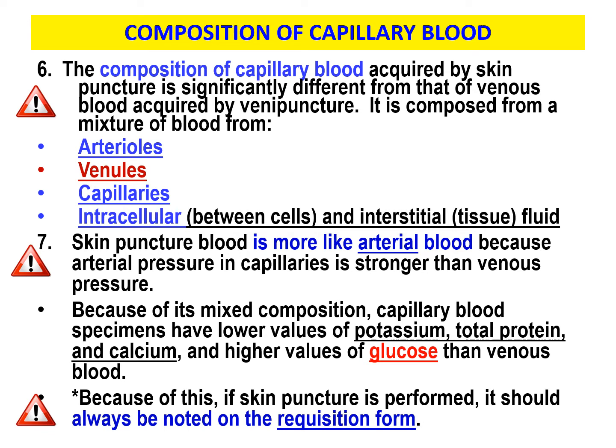Okay? And remember, we talked about this. This is why we always want to note our specimen source, right? We want to let the nurses and doctors and other healthcare workers know where this blood came from because of the difference in the composition, right? Capillary blood specimens have lower values of potassium, total protein, and calcium, and they have higher values of glucose than what we normally see from venous blood, right? Because of this, we always want to put that on the requisition form.